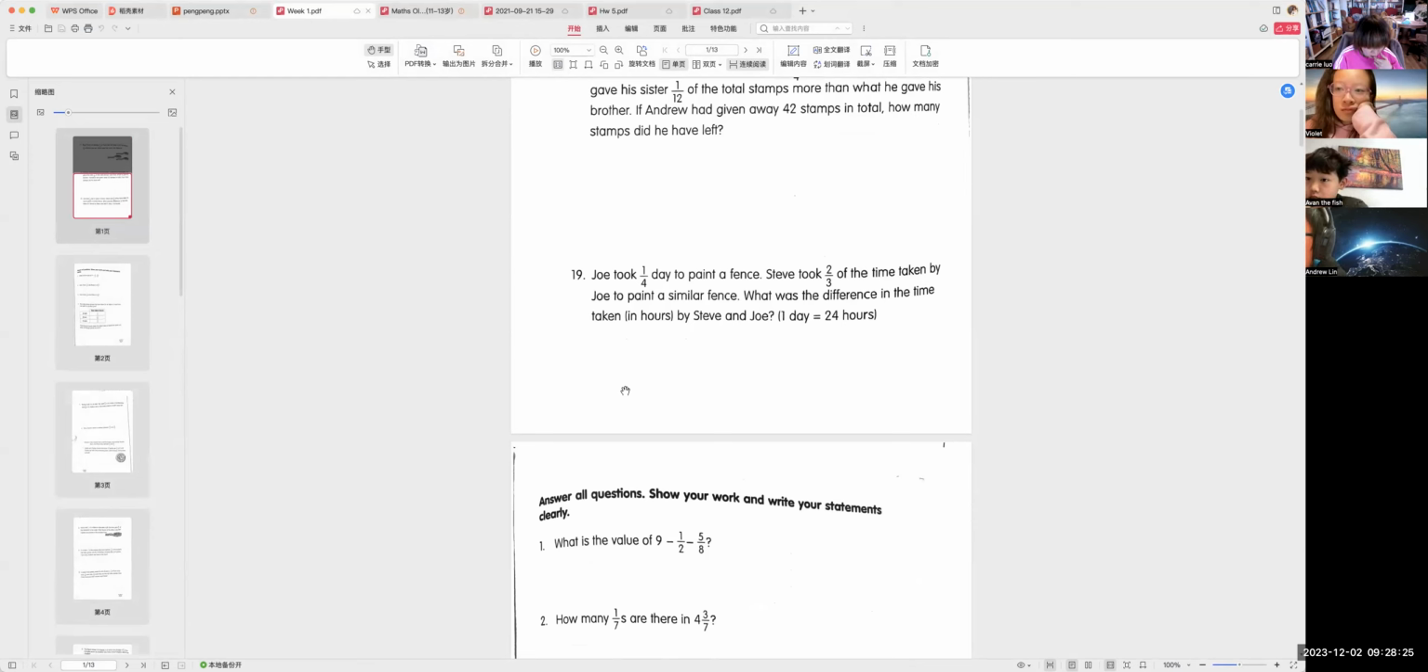Joe took 1/4 day to paint a fence. Steve took 2/3 of the time taken by Joe to paint a similar fence. What was the difference in time taken in hours by Steve and Joe? One day equals 24 hours. Okay, so everybody take a look at number 19 and tell me how to do it, okay? I'm done. Too simple, right?